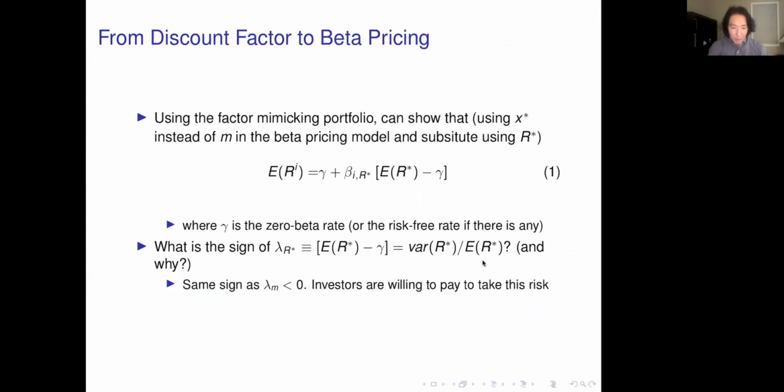Now, using the factor mimicking portfolio, you can do the same math and then get this expression. Okay, how do you get that? There are many ways. The easiest way will be m times r. This is 1. Okay. Now m. Okay, and then you plug it in and then use the same techniques and you can get this.